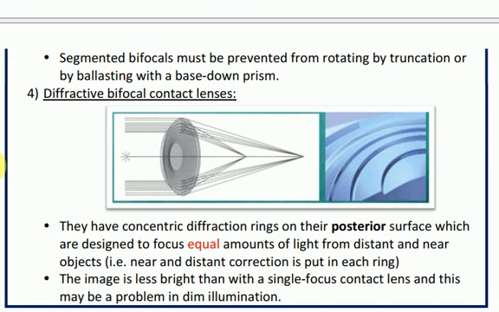Diffractive bifocal contact lenses have concentric diffraction rings on their posterior surface which are designed to focus equal amounts of light from distance and near objects. Near and distant correction is put in each ring. The image is less bright than with a single focus contact lens, and this may be a problem in dim illumination.